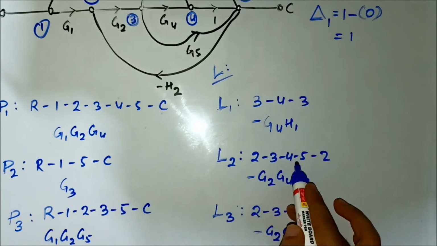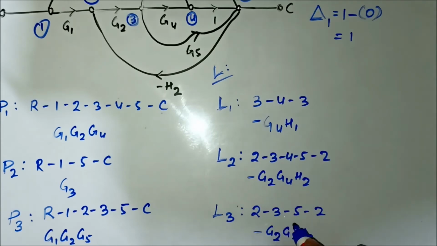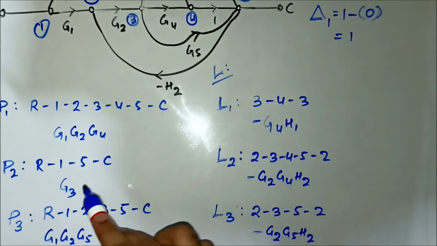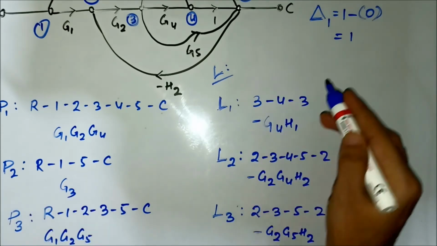R1 5 C, 2, 3, 4, 5. 5 is there, so P2 is touching L2. Here also 5 is there in L3, so P2 is touching L3. So P2 is only not touching L1.